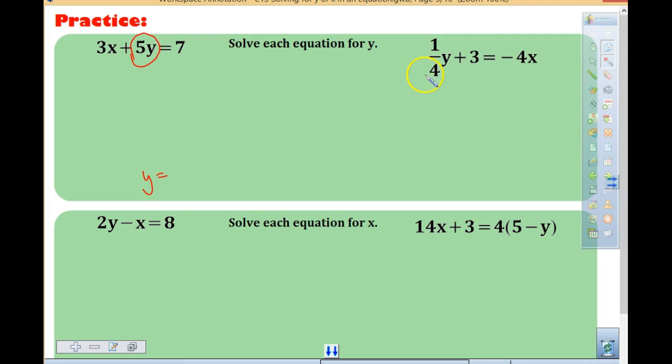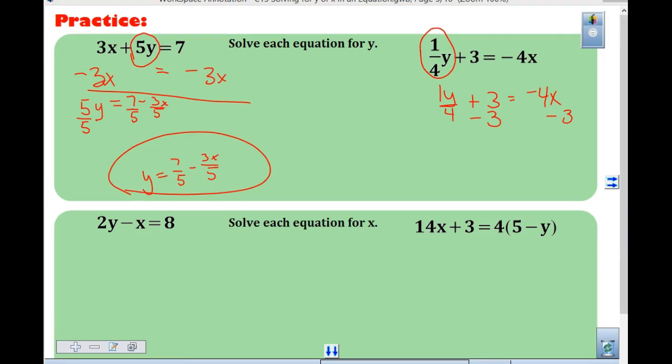On this one, when I think of circling the y here, I might want to rewrite that as 1y over 4 plus 3 equals negative 4x. I'm going to have you try to solve for the 5y on top. So keeping in mind that we're still trying to get y divided by 4, we subtract 3.